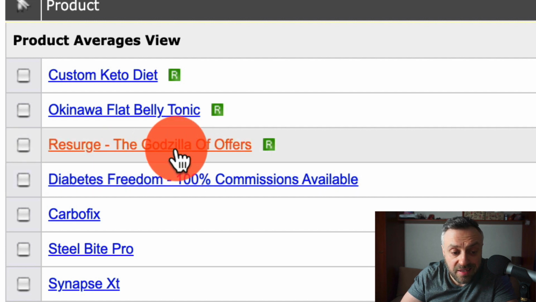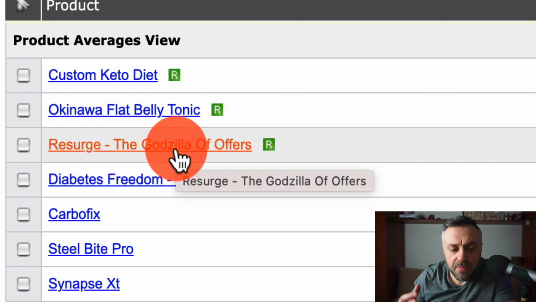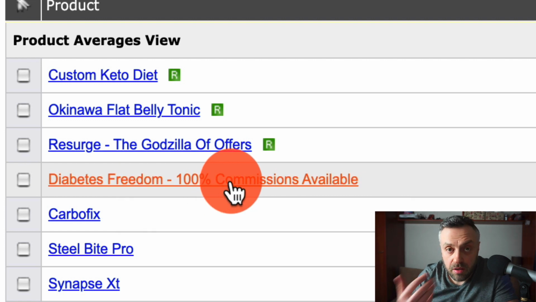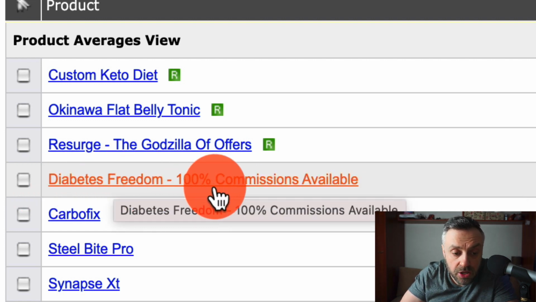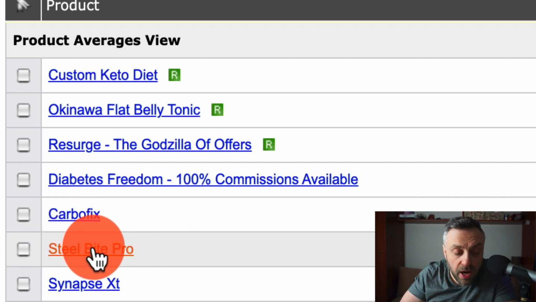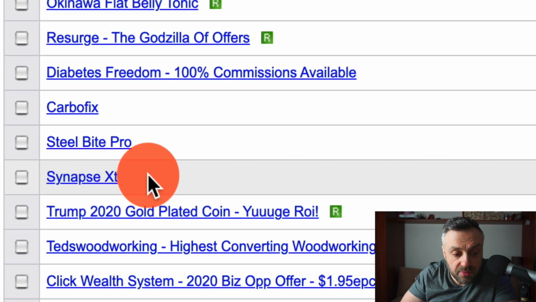Then we have Research the Gazillion of Offers. I'm not sure what that is. It's very general, very abstract. Diabetes Freedom, so another health offer, right? Diabetes is a health condition. Carbofix, that looks like another health offer, carbohydrates. Steel Bite Pro, I don't know what that is. Synapse, I don't know what that is.